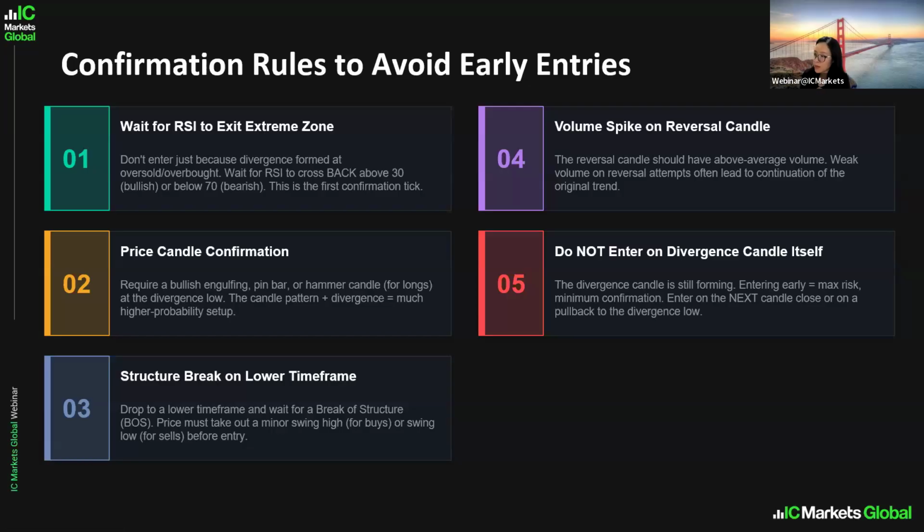Okay, how many confirmations do we have? We have price action, and then price is at the key level, and then you spot the divergence, okay, you can trade. Usually 2 to 3 confluences, you can already trade at the key level. Third, structure break on the lower time frame.